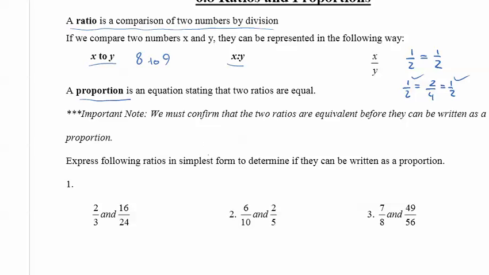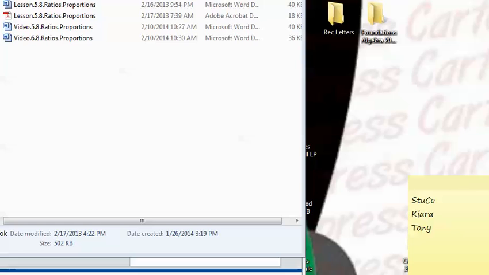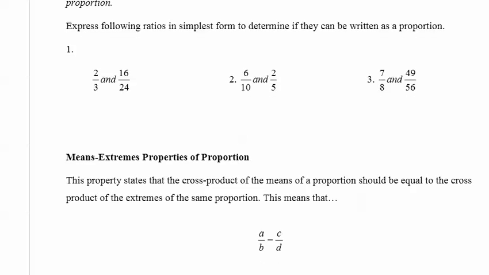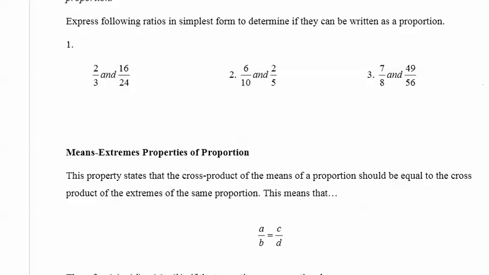Note that you have to make sure that two ratios are equivalent before you can write them as a proportion. So we have some examples down here. There are two methods to do this. One of them is reducing each ratio until they're equal or not equal, or multiplying the numerator and the denominator of one of the ratios such that it will equal the other ratio. But then again, that might not work either, and if both methods don't work, that means it is not a proportion. The ratios are not equal.